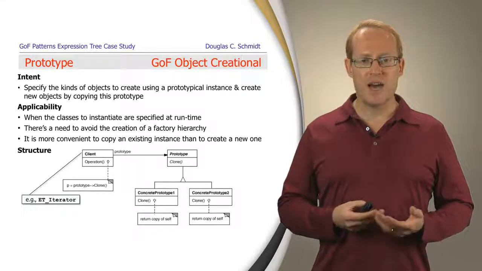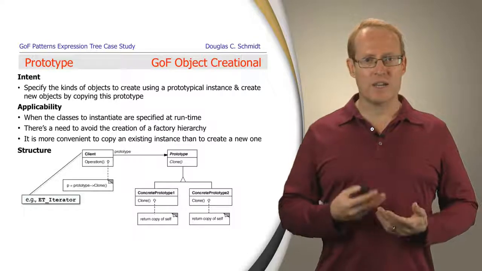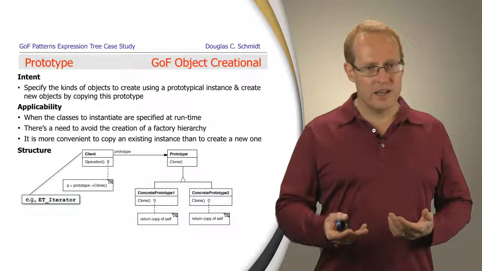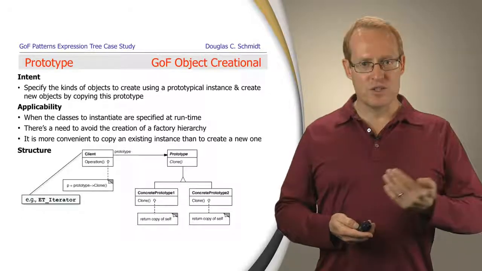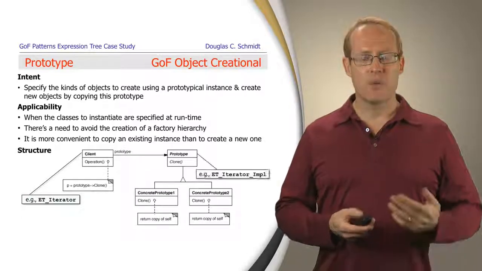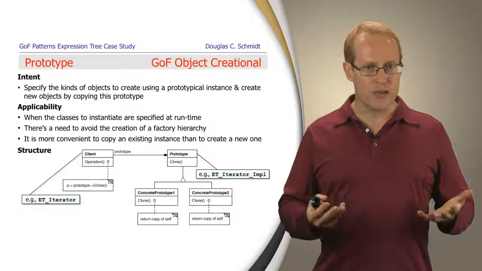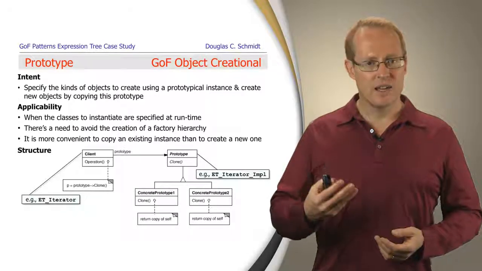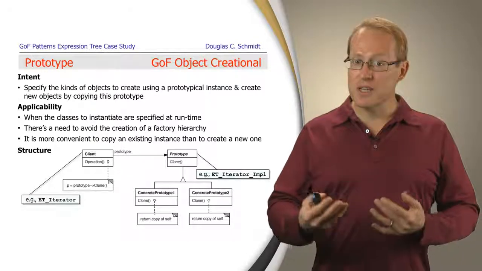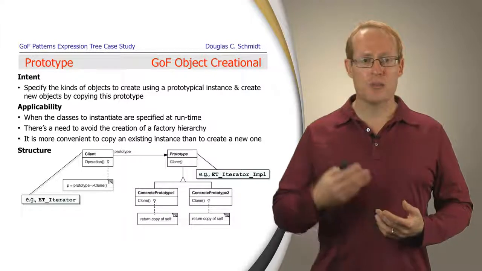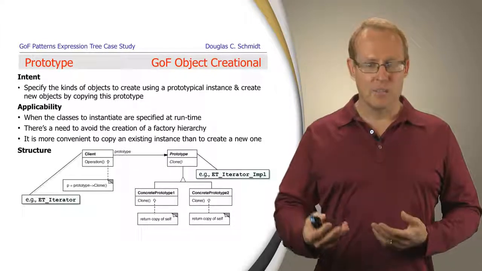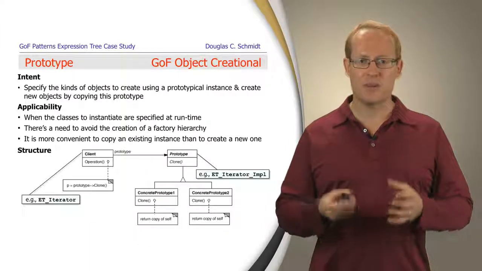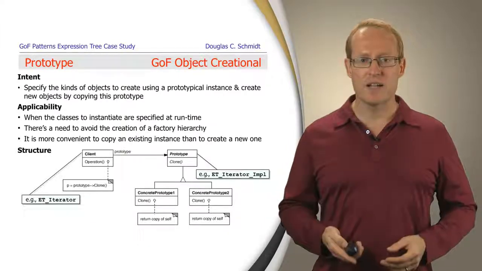As you can see, you have the client, which in our case is the ET iterator, which is the interface part of the bridge pattern, and it's going to call clone, and when it calls clone, it'll call clone on its prototype, which in our case is the ET iterator impl, which, as you can see, is actually playing a couple of different roles here. It's playing the implementer portion in the bridge pattern. It's also playing the prototype portion in the prototype pattern, illustrating so-called high pattern density.